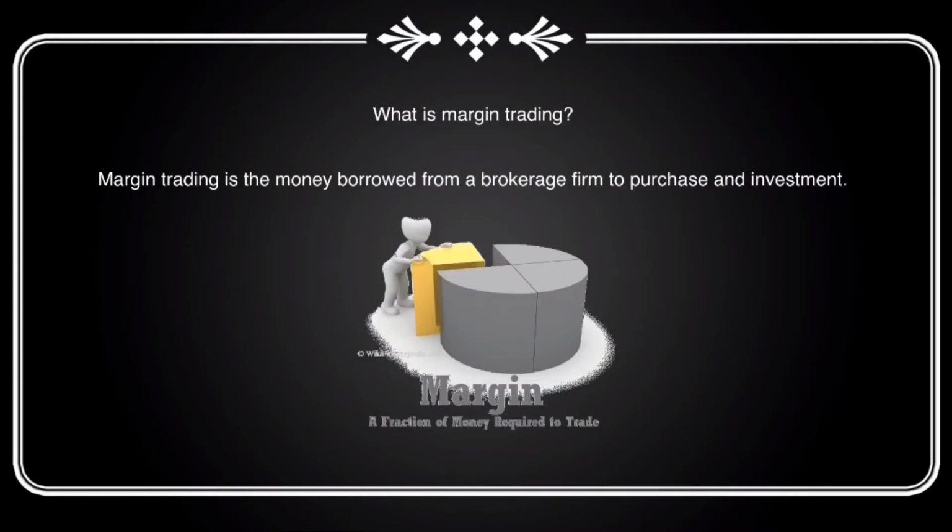So what is margin trading? Margin trading is the money borrowed from a brokerage firm to purchase an investment. It is the difference between the total value of securities held in an investor's account and the loan amount from the broker. Buying on margin is the act of borrowing money to buy securities. The practice includes buying an asset where the buyer pays only a percentage of the asset's value and borrows the rest from the bank or broker. The broker acts as a lender and the securities in the investor's account act as collateral.